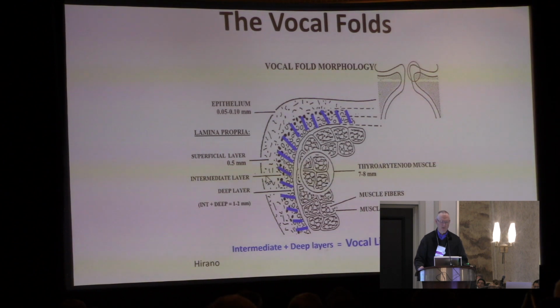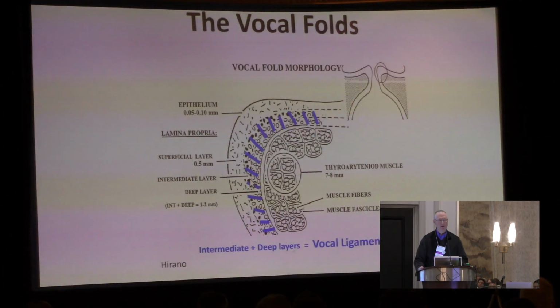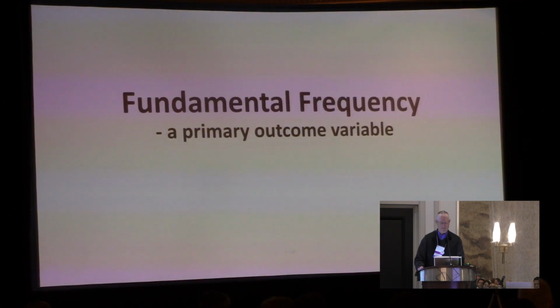Functionally, there's more pliability medially with the superficial layer, and then with more collagen fibers, etc., for the intermediate and deep, they can take on more stiffness characteristics. So the vocal fold is actually built to vibrate, and that's probably the primary reason that we have vocal folds. For those of you who like other evolutionary things, that's too bad.